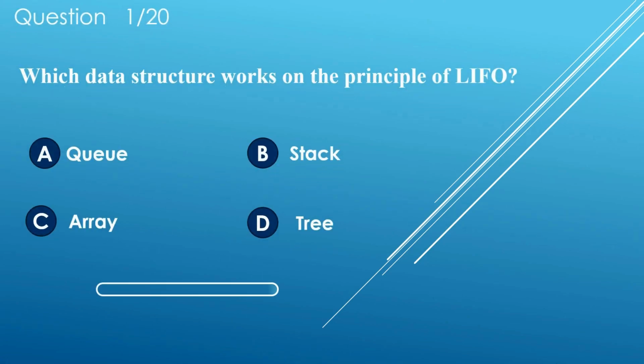Which data structure works on the principle of LIFO? A. Queue. B. Stack. C. Array. D. Tree.